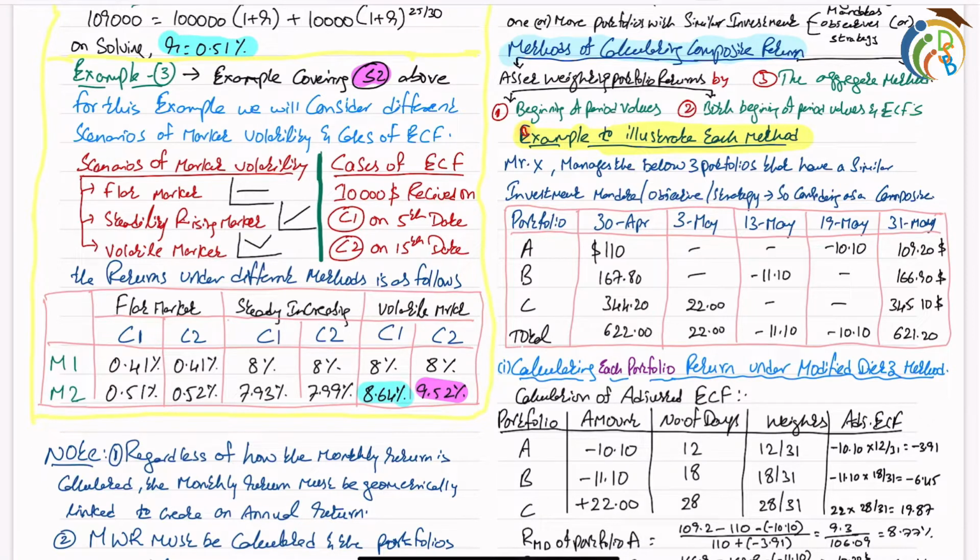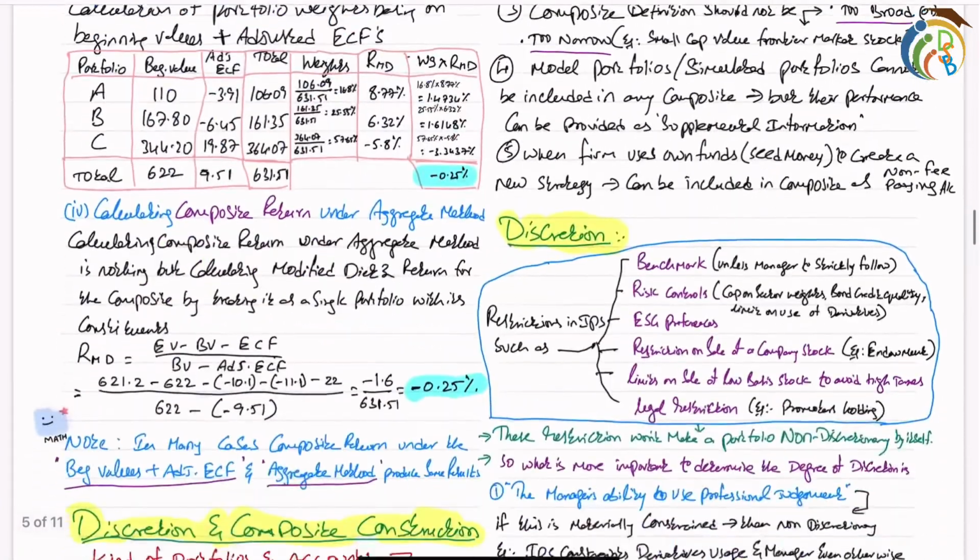So how you will give the weightage to each portfolio based on the beginning value, or the beginning value plus external cash flows, or the aggregate method. So we will be seeing certain examples over this.